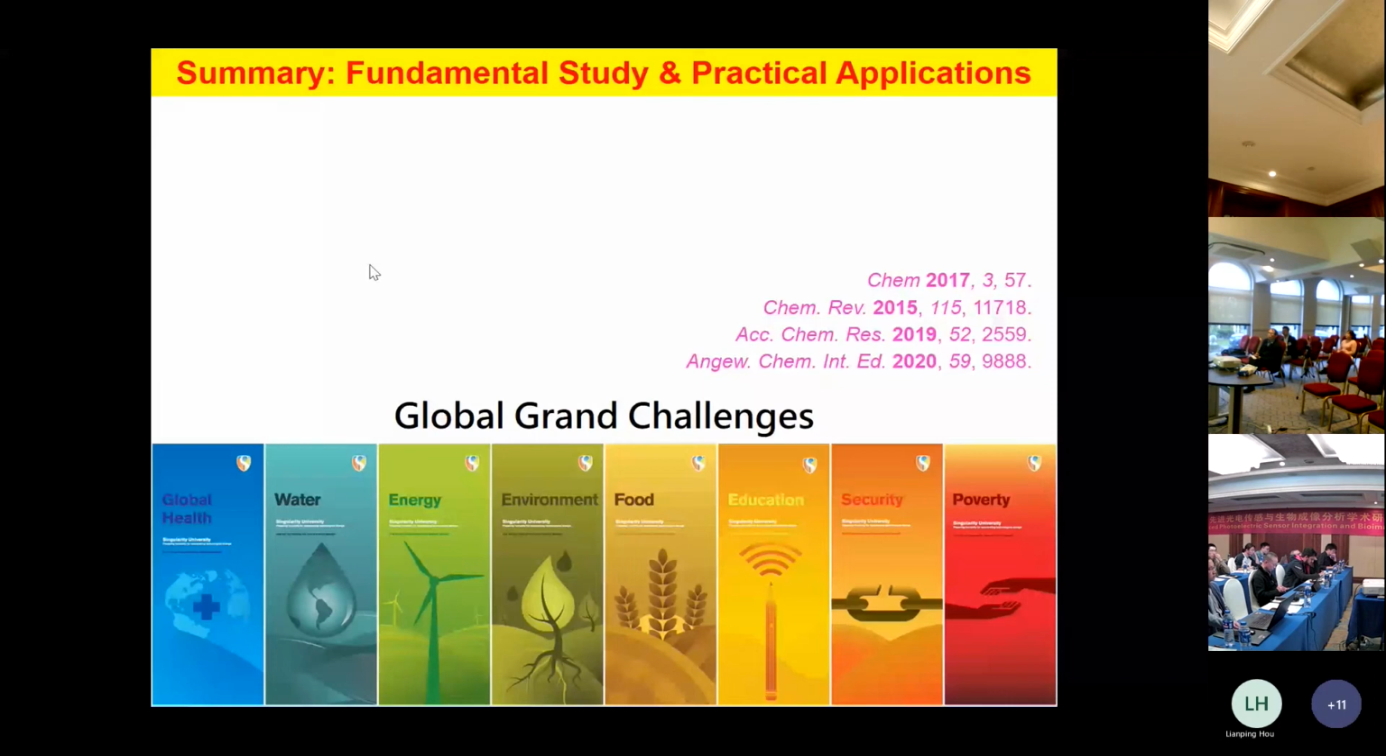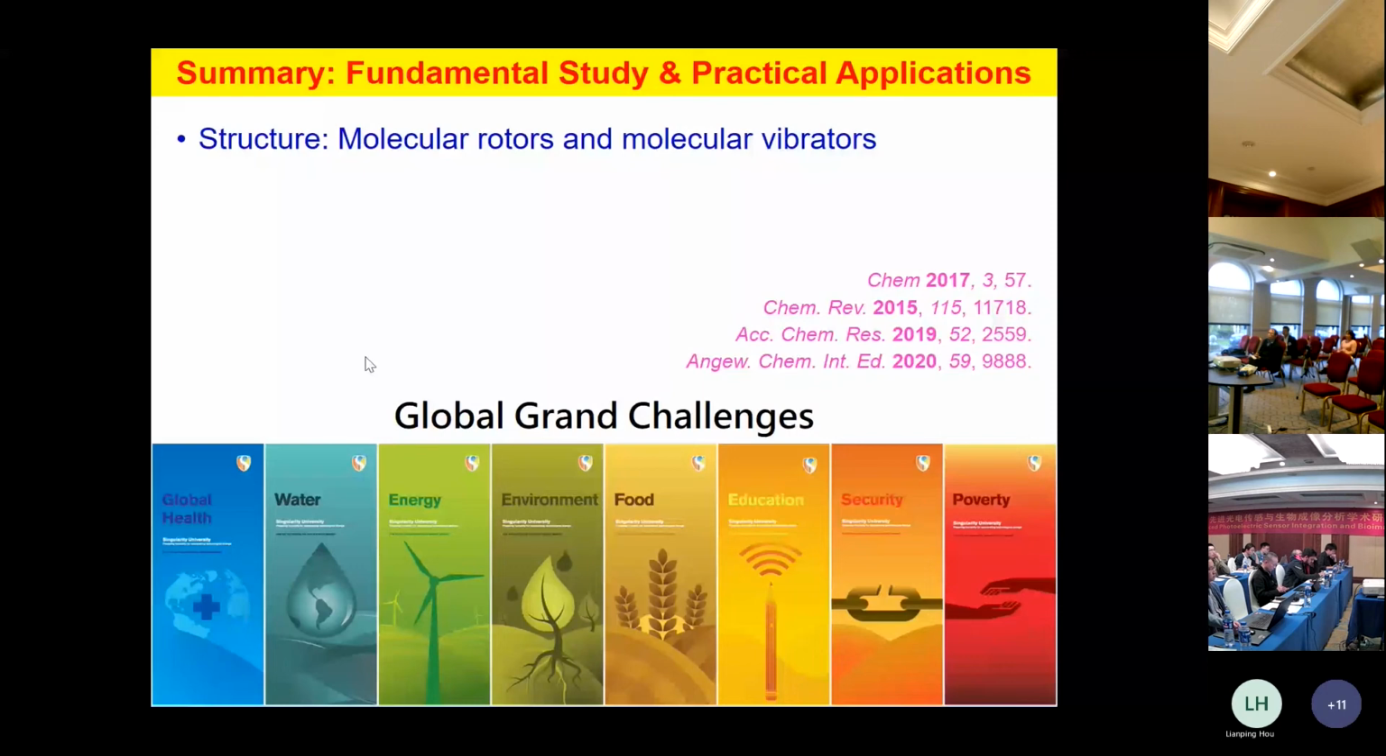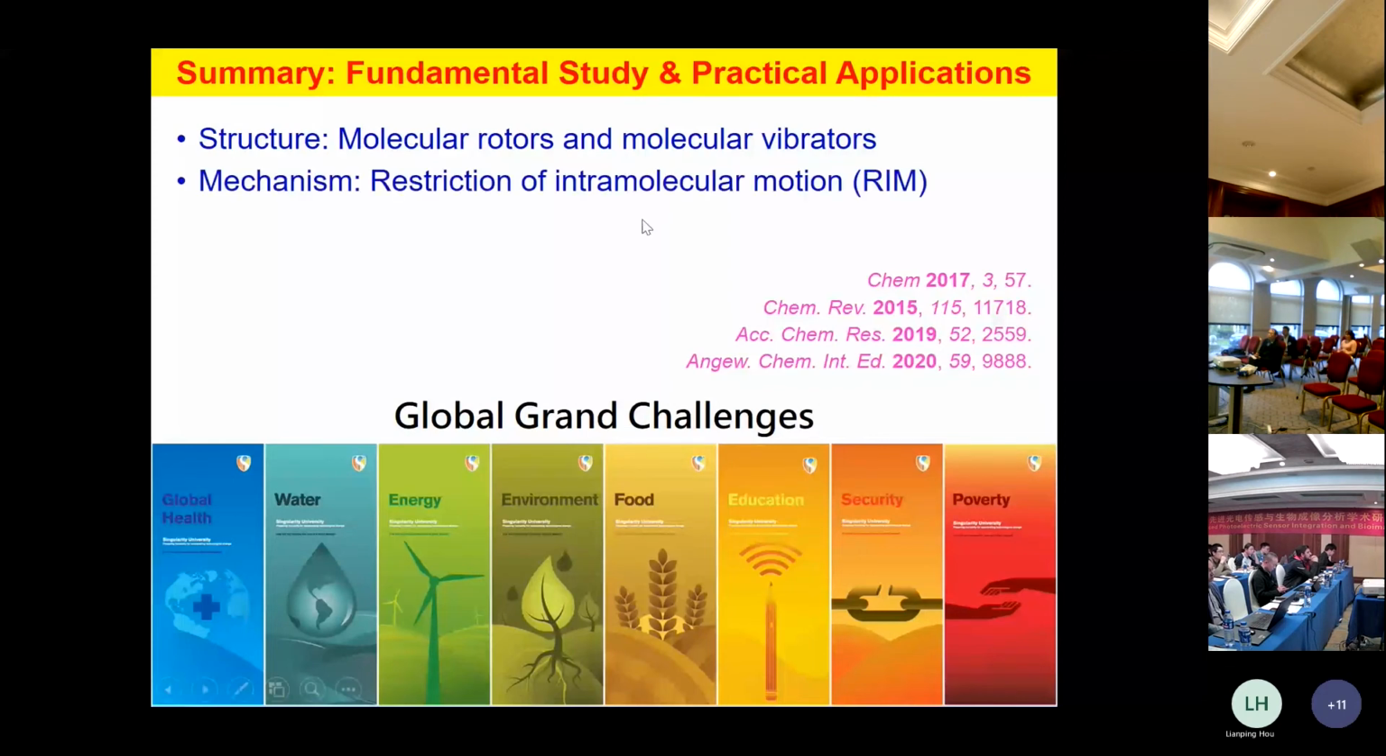Fundamentally, we try to understand the structure of the AIEgen. The AIEgens are molecular rotors or molecular vibrators, so they can either rotate or vibrate. The working mechanism is the restriction of intramolecular motion, or RIM. This is a very simple working mechanism, so you can imagine you can do many, many other things. For example, today I did not talk about that.